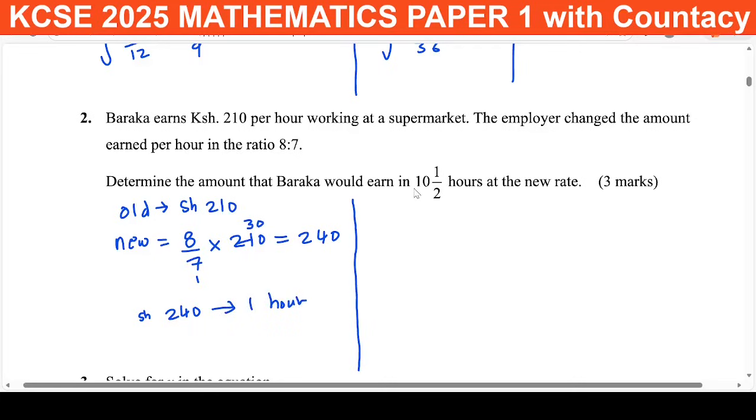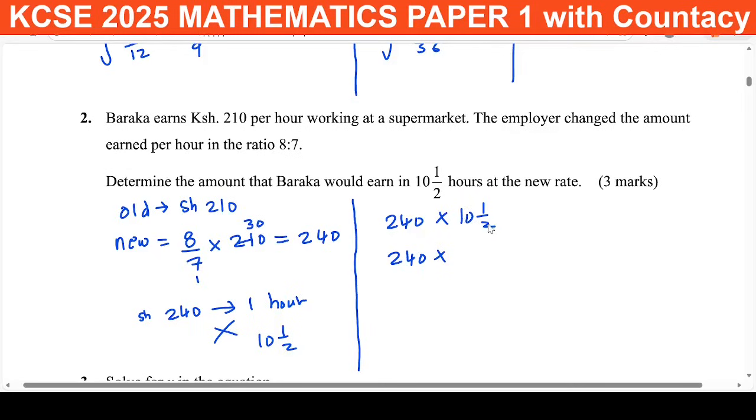But the question is asking us about 10.5 hours. What about 10.5 hours? Therefore, simply what we do is cross multiplication in order to get the amount that he is going to get. Therefore, that's 240 multiplied by 10.5. Wow, amazing. This is really so cool because we can convert this in a way that we can do the division quickly.